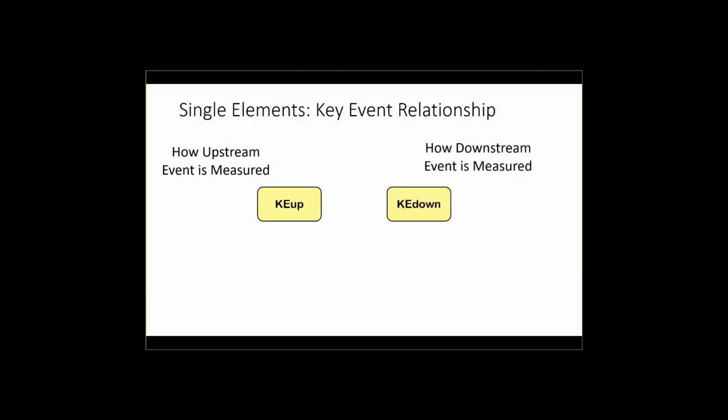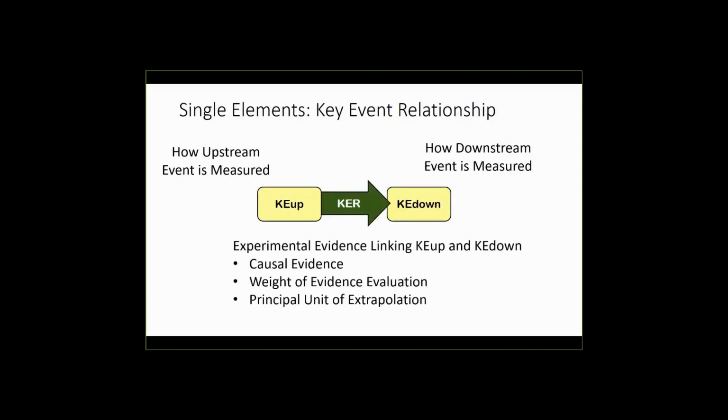Now, you can do partial AOPs, but really you can break down to even smaller units. Of course, you can do individual key events themselves, but key events themselves are really just descriptions of how an event is measured. They're useful, but the most useful unit that you can contribute is the key event relationship. Now, this information is going to be covered in later webinars where we really get into the details of how to make key events and key event relationships.